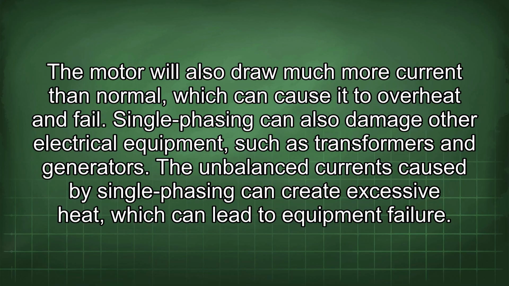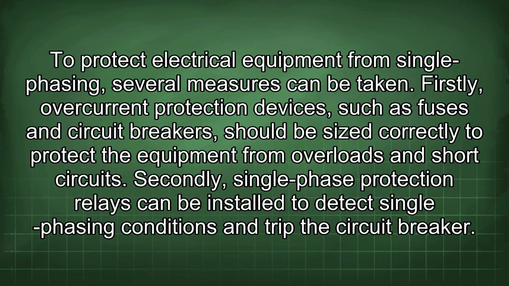The unbalanced currents caused by single phasing can create excessive heat, which can lead to equipment failure. To protect electrical equipment from single phasing, several measures can be taken. Firstly, overcurrent protection devices such as fuses and circuit breakers should be sized correctly to protect the equipment from overloads and short circuits. Secondly, single-phase protection relays can be installed to detect single phasing conditions and trip the circuit breaker.